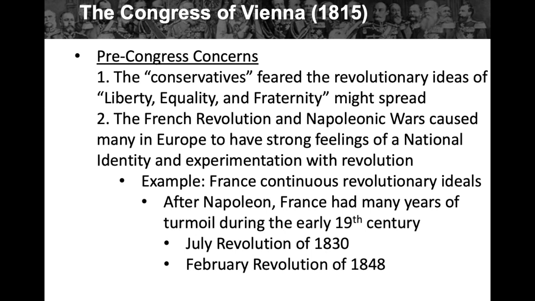What is going on that they would have to call for a Congress in Vienna, Austria? So number one, the conservatives feared the revolutionary ideas of liberty, equality, and fraternity, and that it might spread. These are Enlightenment ideals. The conservatives would be more along the lines of the pro-monarchy. They would want a strong single-head government, and they feared the revolutionary ideas.